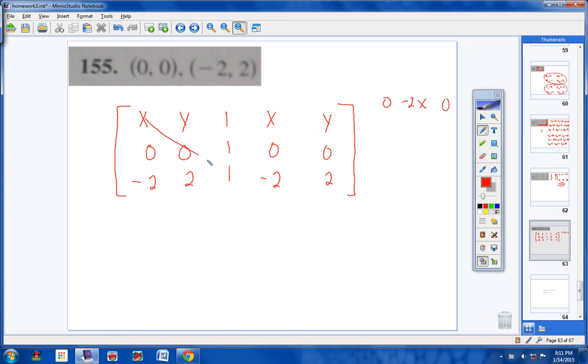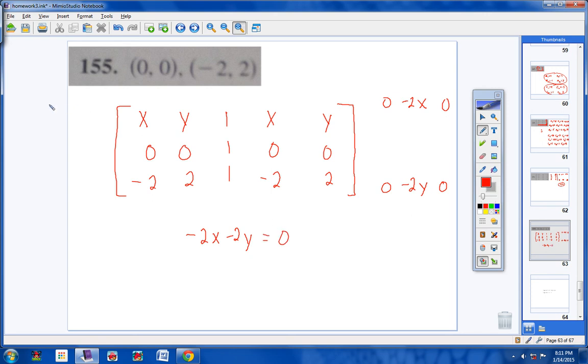Now multiply down, and of course you get a 0. Multiply down here, y times... plus 0 plus 0 plus 0 plus 2x plus 2y, you would get negative 2x minus 2y, and this is your determinant right here, and you set it equal to 0.